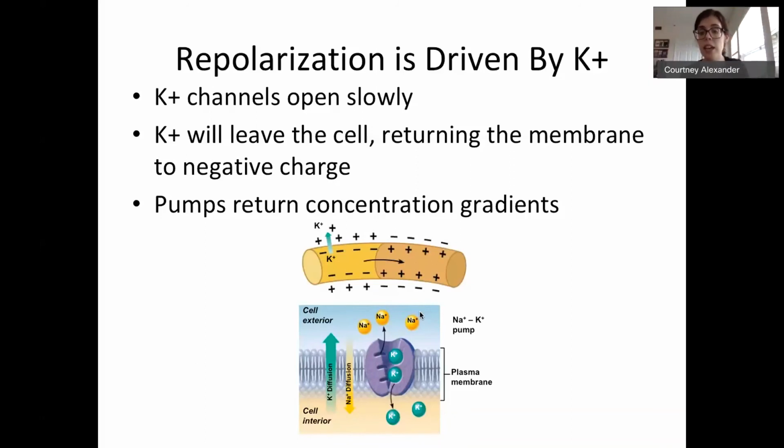Now, at the end, all of our ions are mixed up. We have sodium inside, we have potassium outside, everything's a hot mess. And so our cell will burn a lot of ATP to use a sodium-potassium pump to put all the ions back where they belong: sodium outside, potassium inside.